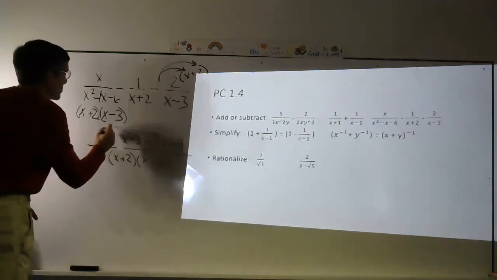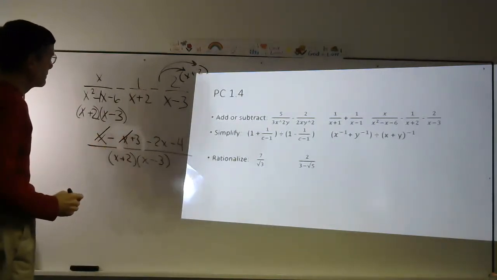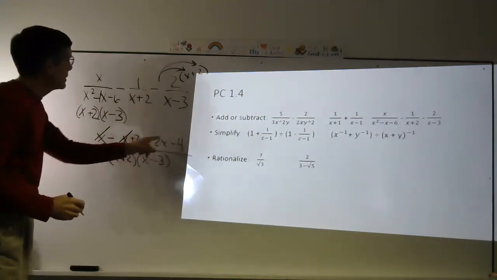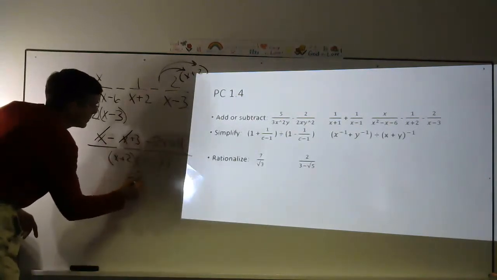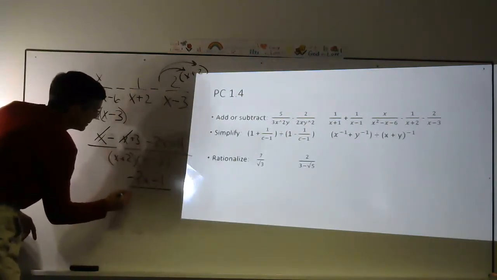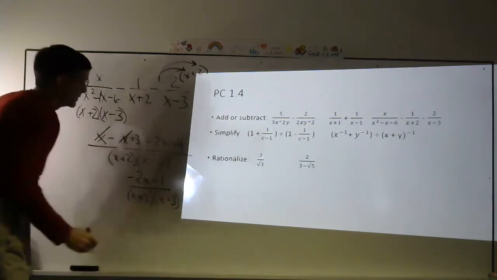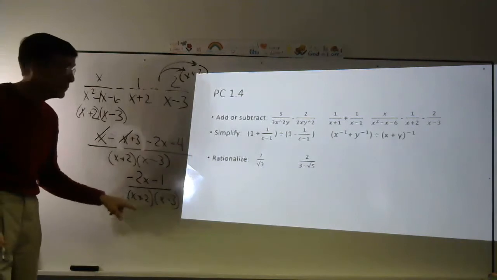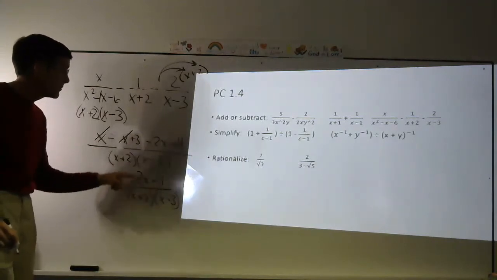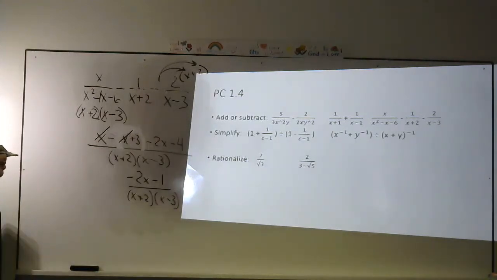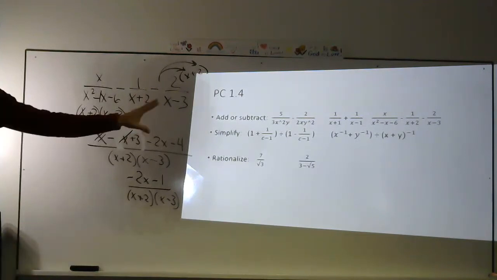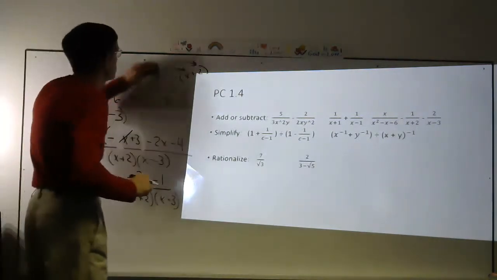Now, collect your terms. These x's go away. I have a 3 and a negative 4 is negative 2x minus 1 over x plus 2x minus 3. You cannot cancel the 2's. You cannot cancel the x's because they're connected by addition and subtraction. Okay? You got some tougher problems now.